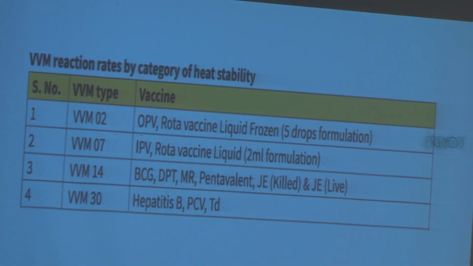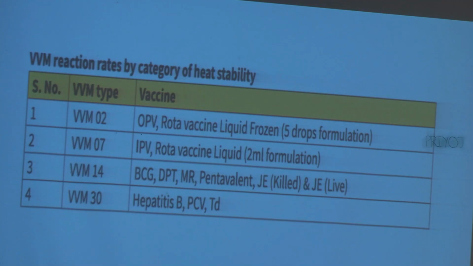Now vaccine vial monitor, all of you know this. Now the VVM types, okay, this has been asked: VVM2 is in OPV and Rota vaccine liquid frozen, that is 5 drops formulation, VVM7 in IPV or Rota vaccine, 14 in BCG, DPT, MR, Pentavalent or JE, and VVM30 hepatitis B, PCV and TD. JE killed and JE live.